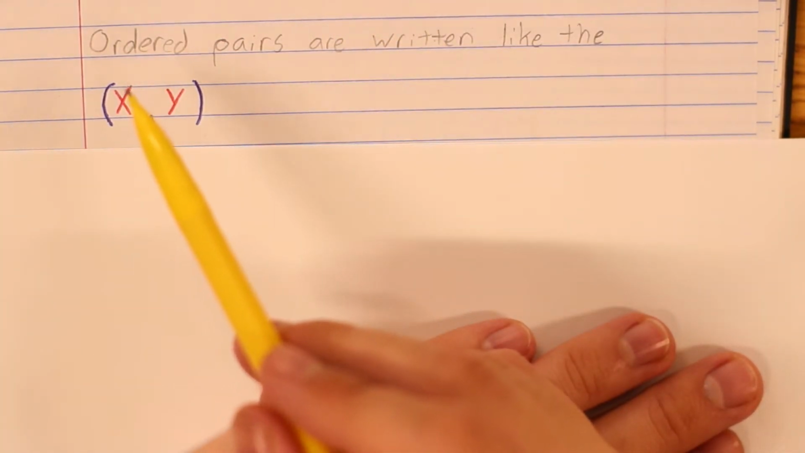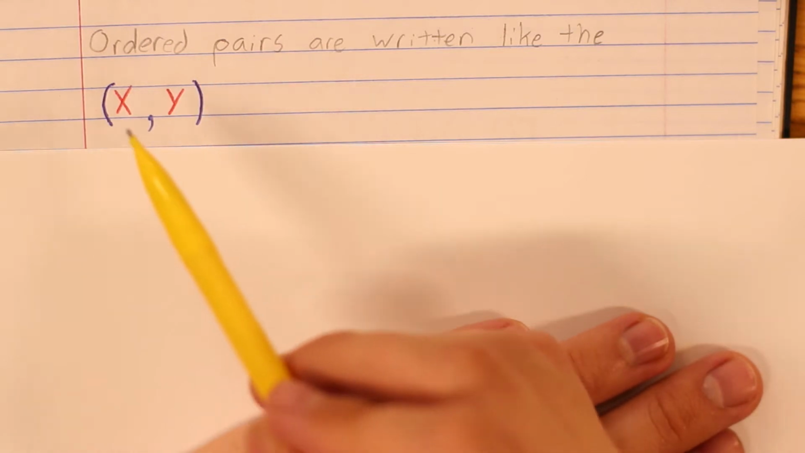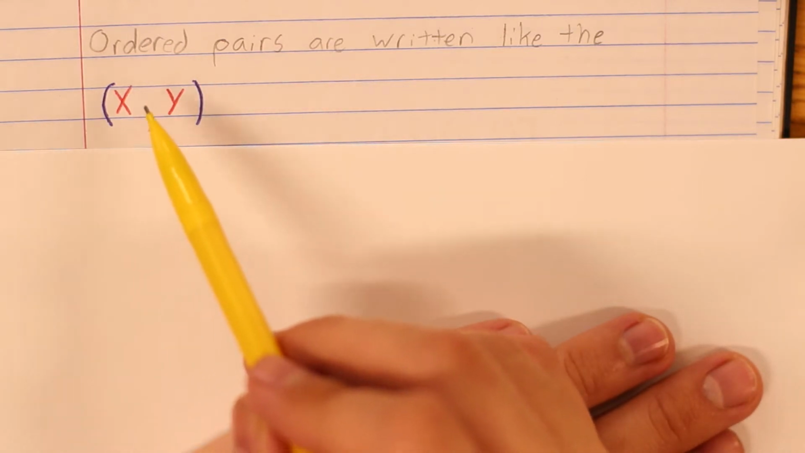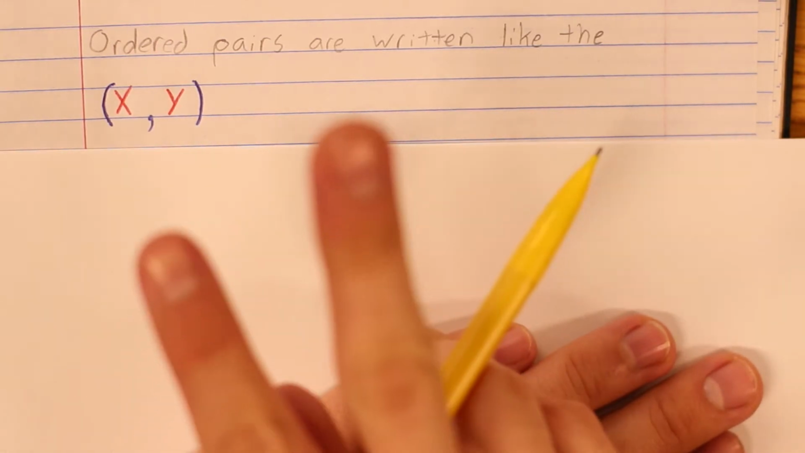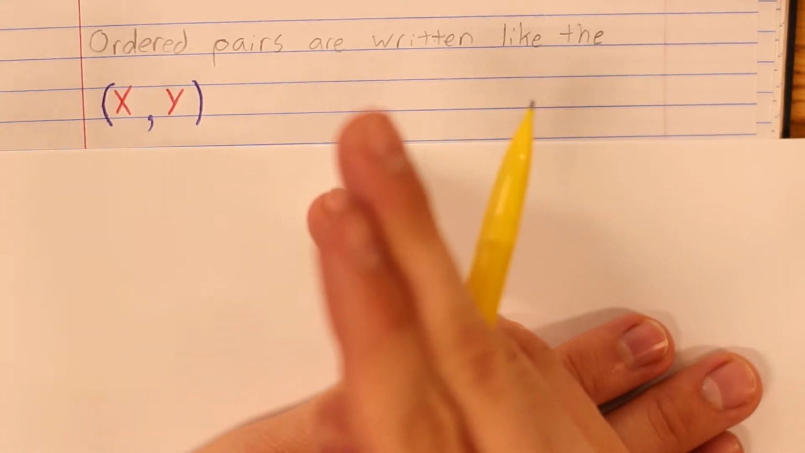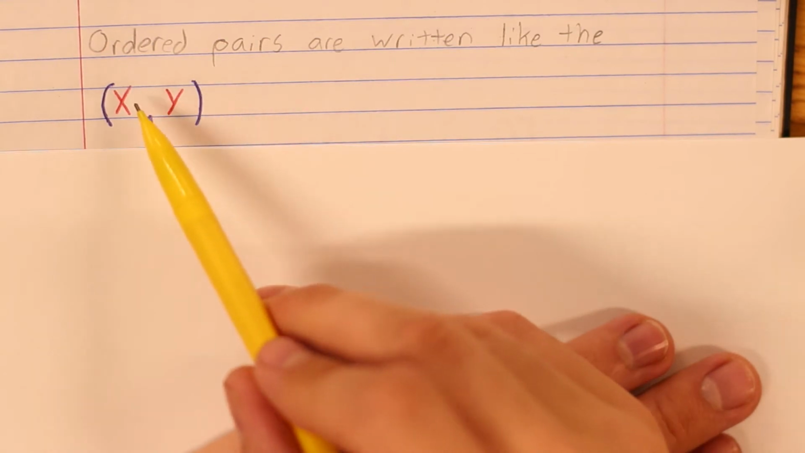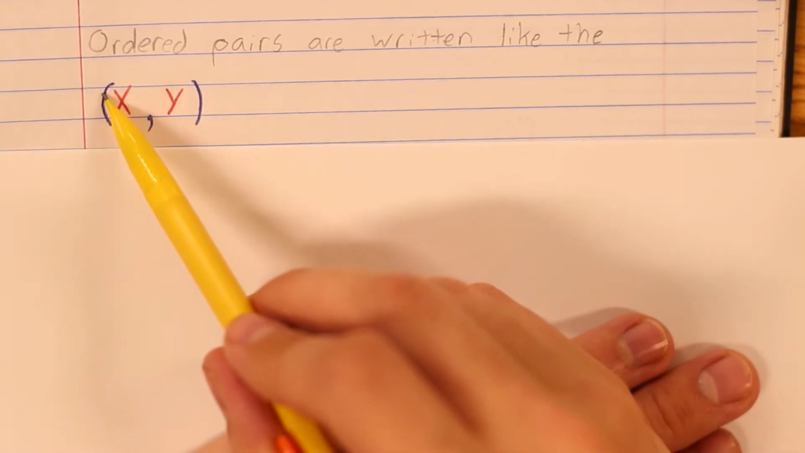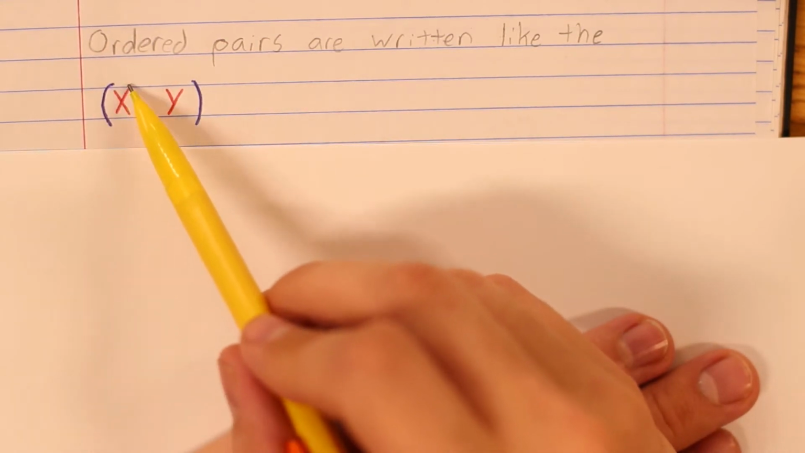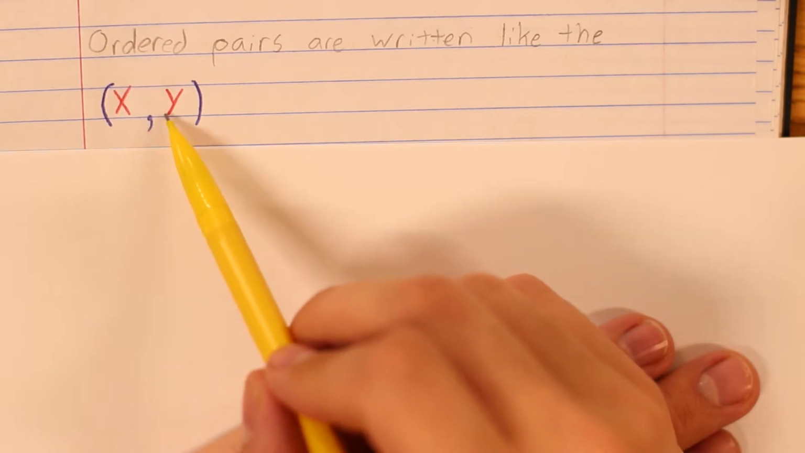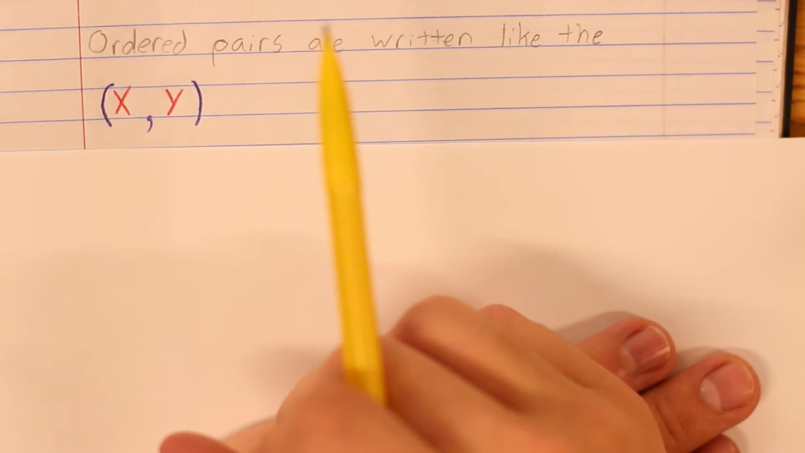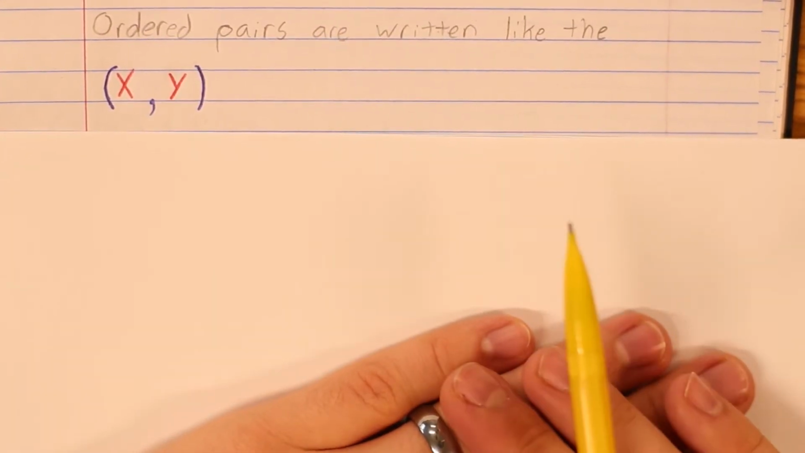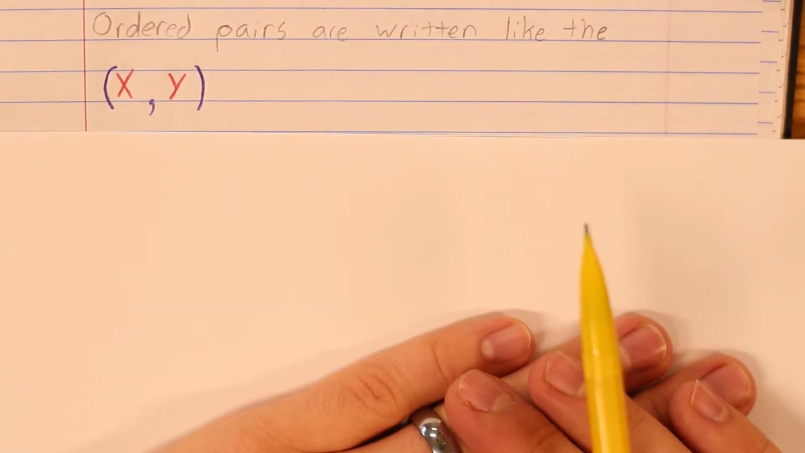To be an ordered pair, it has to have parentheses, and it's going to have usually some number here, comma, and then a second number. So it's got two numbers. An ordered pair, pair meaning two, is like this. You've got your parenthesis, X number, comma, Y number, close parenthesis. That's how it's written.